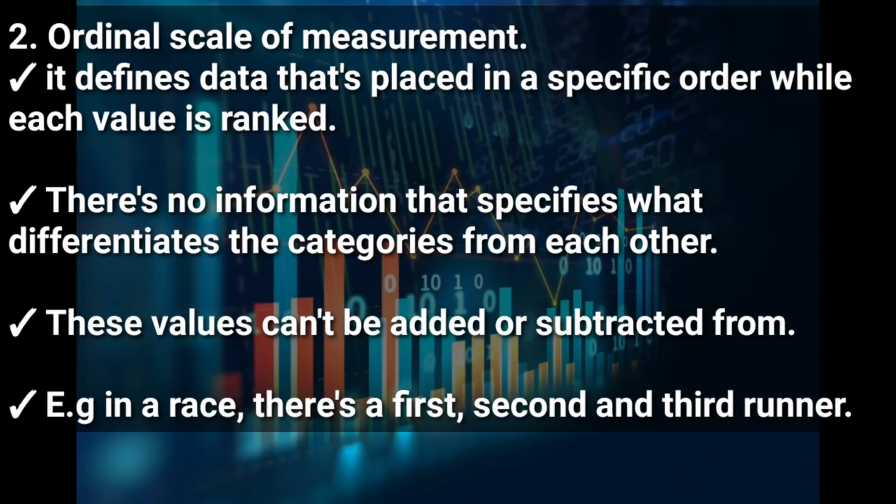An example of ordinal scale of measurement is, for example, in a race, maybe a beauty contest, there is always the first, the second, and then the third. But they do not tell you that this person became the first and this one became the second because the difference between them is this and this. They do not give you that information, but they just tell you this is the first, this is the second, and this is the third runner. There is no information that specifies what differentiates the categories from each other. They do not tell you that this one is the first because she's more beautiful. So that is what we call ordinal scale of measurement.